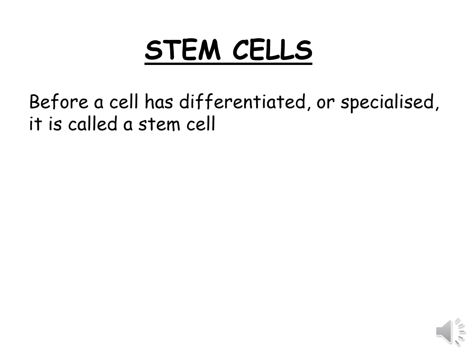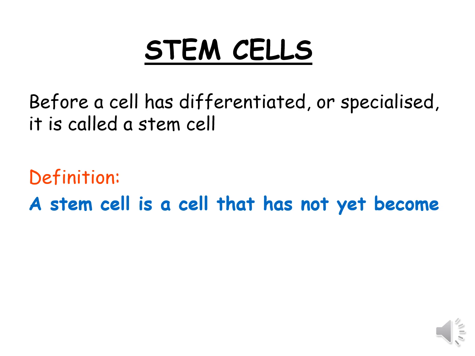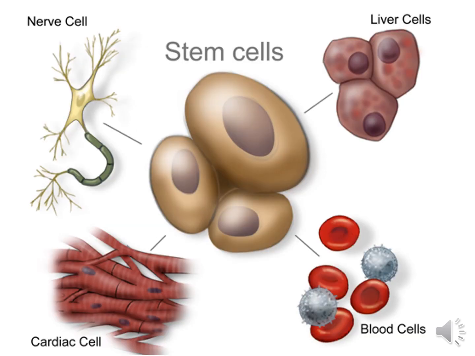Now what a stem cell is, is an unspecialised cell. So before a cell has specialised, or what we call differentiated, which is changed to take on a particular shape, it's called a stem cell. So the definition of a stem cell is a cell that has not yet become specialised. But stem cells are able to become specialised cells, such as nerve cells, liver cells, blood cells, cardiac cells, which do a particular job because they're shaped a certain way.